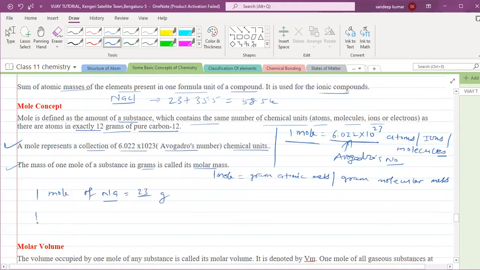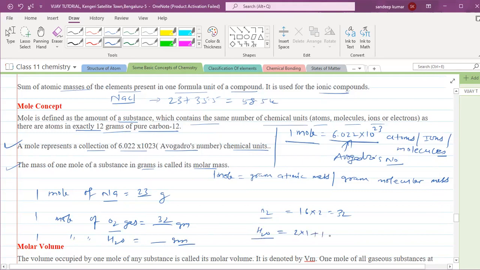Am I clear? If I say 1 mole of oxygen gas is equal to how many grams? What is the molecular weight of oxygen? O2, so 16 into 2, that is equal to 32. Yes or no? So 32 gram. Similarly, 1 mole of water, H2O, is equal to how many grams? What is the molecular weight of water? Atomic mass of hydrogen is 1 into 2, since 2 atoms are there. Similarly, oxygen is 16. So 2 plus 16 is 18. So it is 18 gram. Am I clear? So mole can be defined in terms of gram.